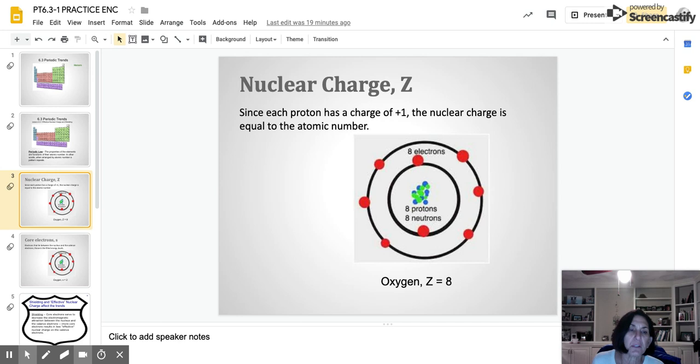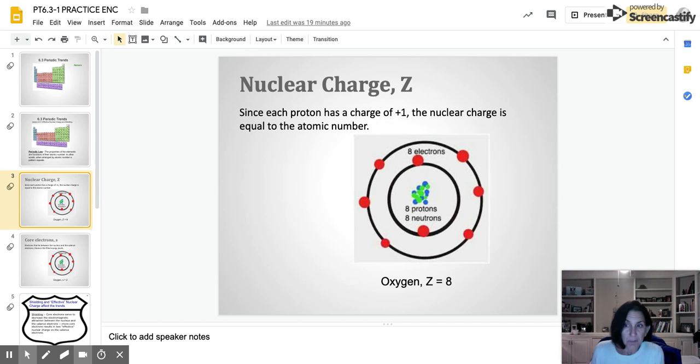First of all, there's the nuclear charge. So the nuclear charge is simply the number of protons in an atom. So for oxygen, for example, which you see on the screen here, oxygen has 8 protons, so therefore its nuclear charge is 8. We give nuclear charge the letter Z.